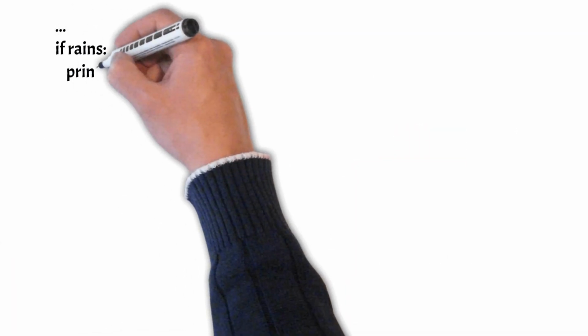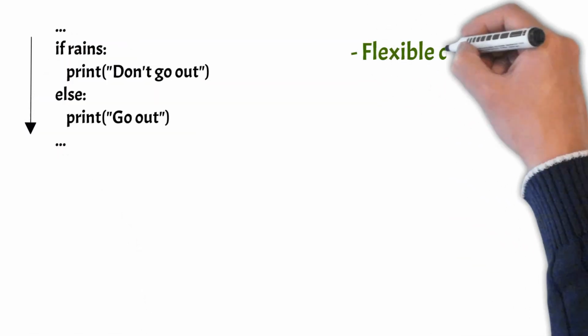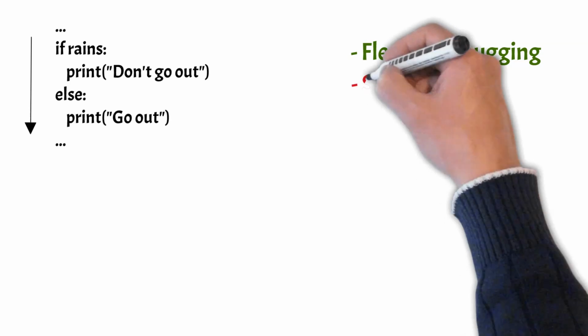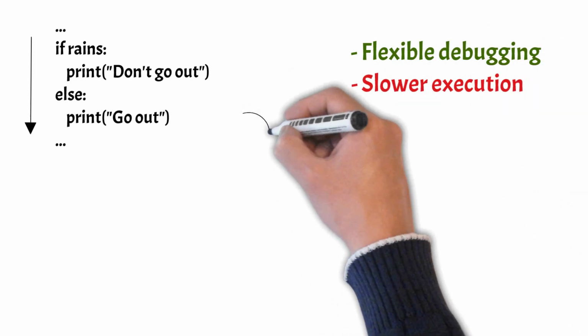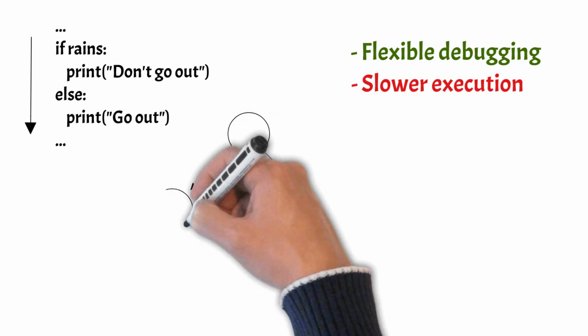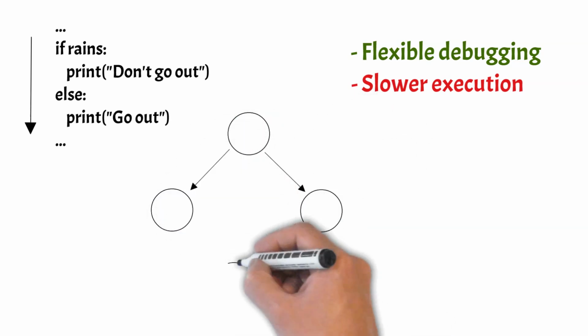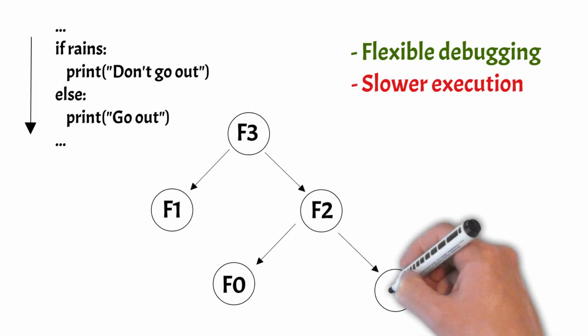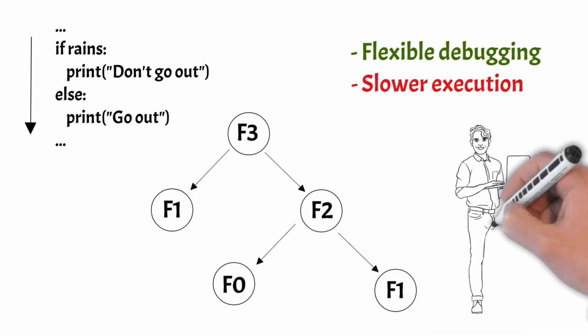The interpreter processes the code by executing each line individually, allowing for flexible debugging. However, this real-time translation during execution means interpreted languages are generally slower than compiled ones. Despite this, interpreters still play a vital role in development, enabling rapid testing and iteration, and their adaptability makes them indispensable in dynamic programming environments.